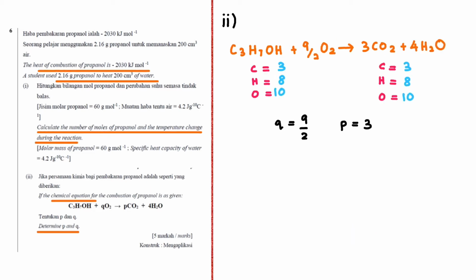In this question, we need to list out how many C, H, O, carbon, hydrogen, and oxygen we have on both the right and left hand side and balance the equation. After balancing, we will get Q equals 9 over 2 and P equals 3.